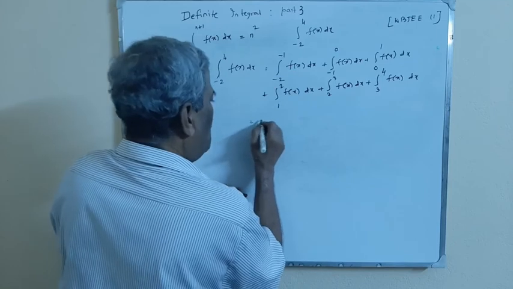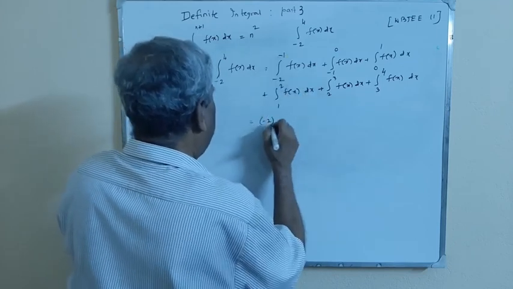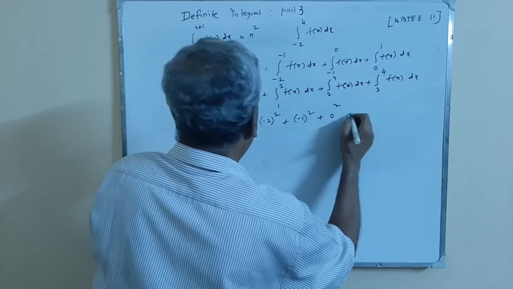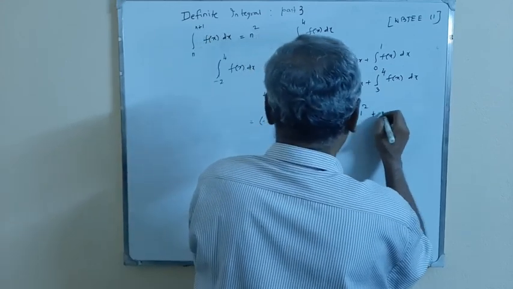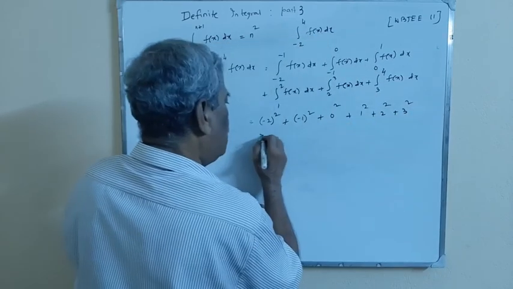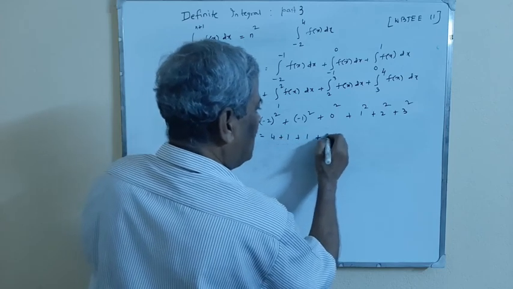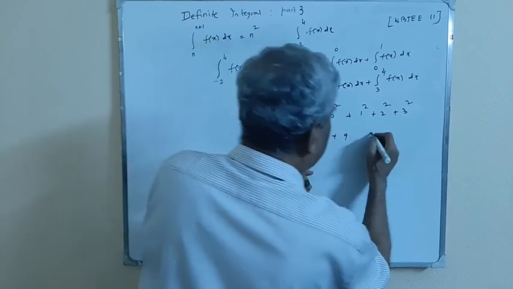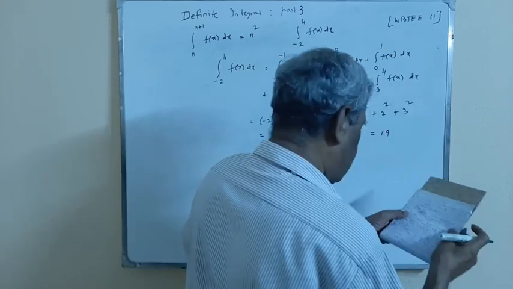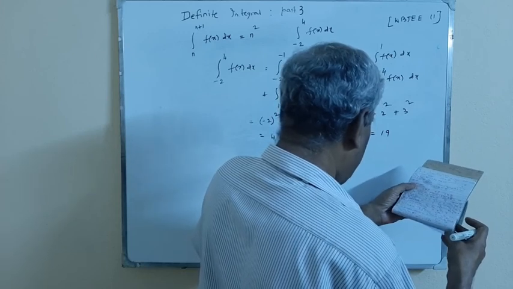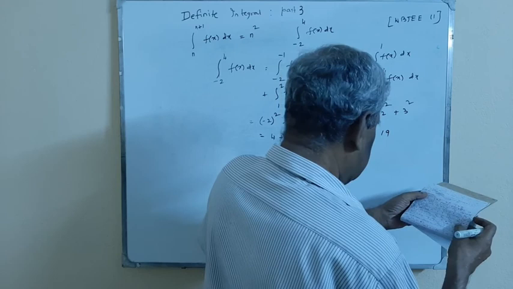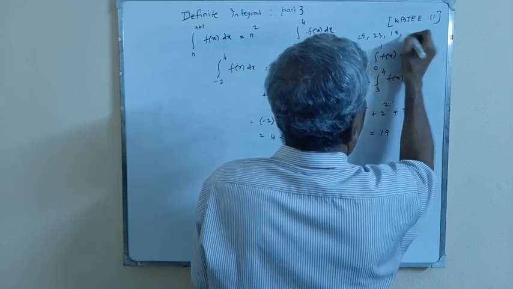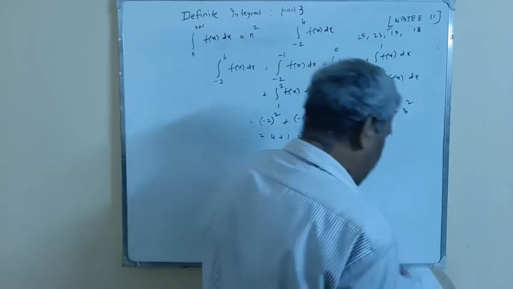So this is actually equal to minus 2 whole square, this is -1 whole square, this is lower limit means 0 whole square, this is 1 whole square, this is 2 square, this is 3 square. So it is 4 plus 1 plus 0 plus 1 plus 4 plus 9, so it is actually 19. Oh, I have forgotten to give you the options. Options are 25, 23, 19, and 18. So this is correct answer.